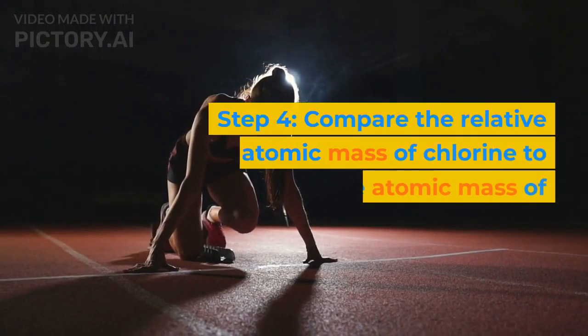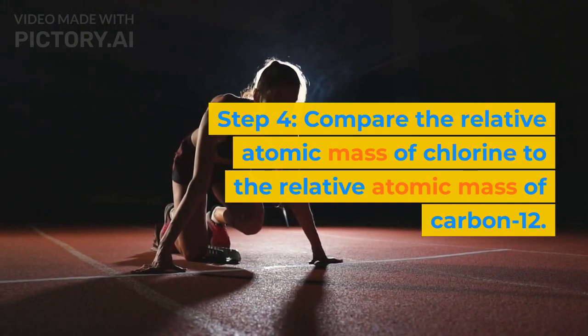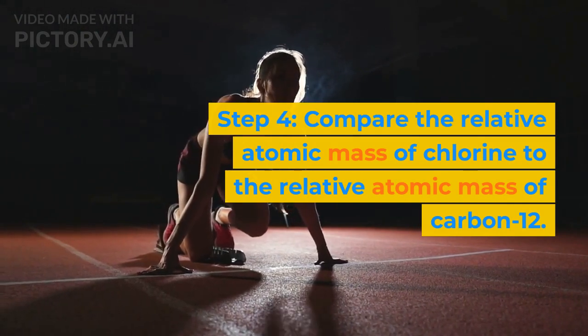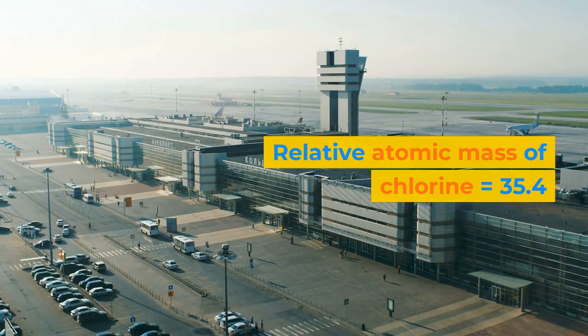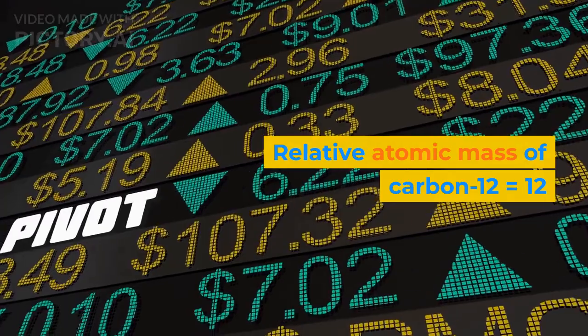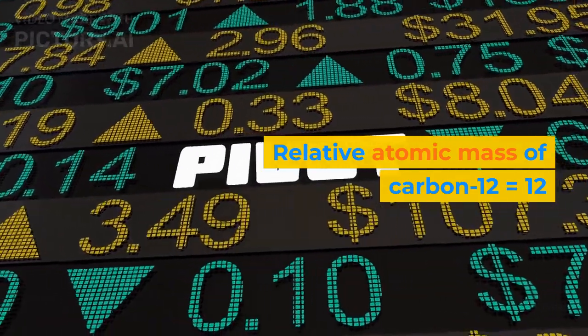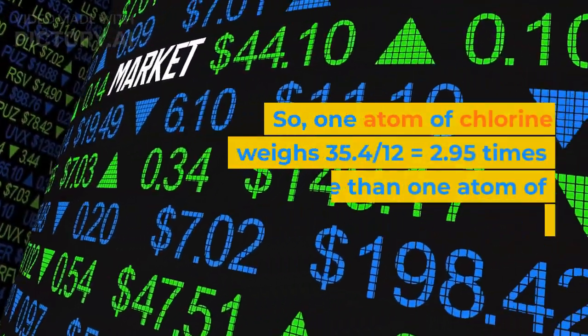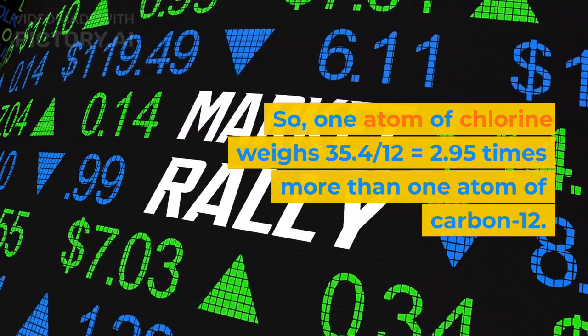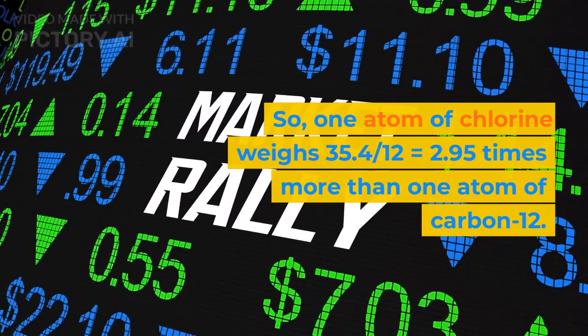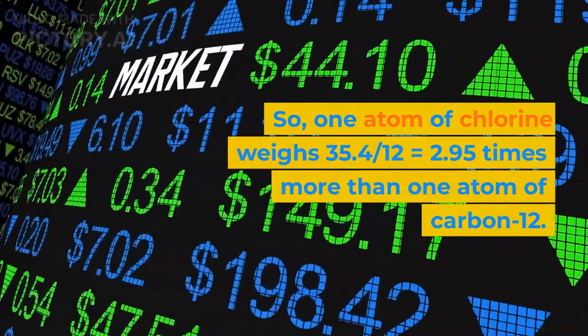Step 4, compare the relative atomic mass of chlorine to the relative atomic mass of carbon-12. Relative atomic mass of chlorine equals 35.4. Relative atomic mass of carbon-12 equals 12. So, one atom of chlorine weighs 35.4/12 equals 2.95 times more than one atom of carbon-12.